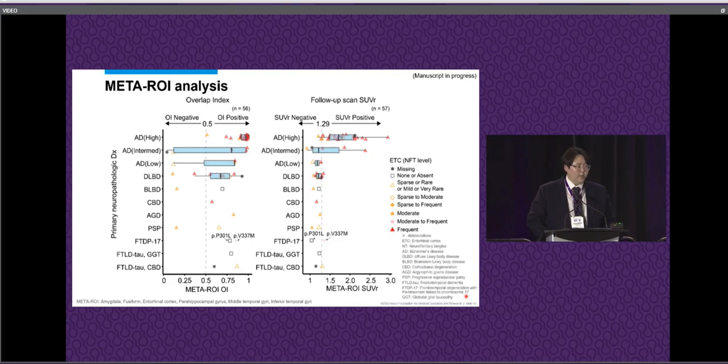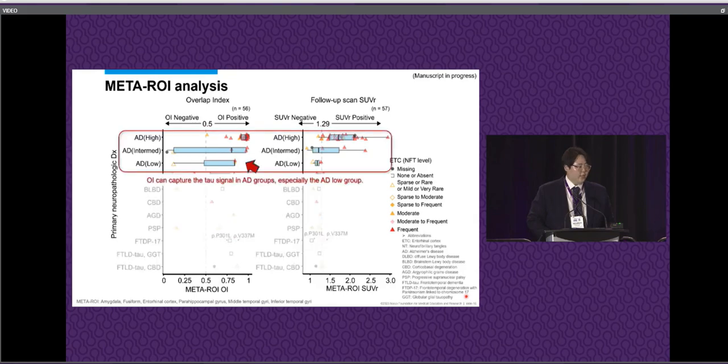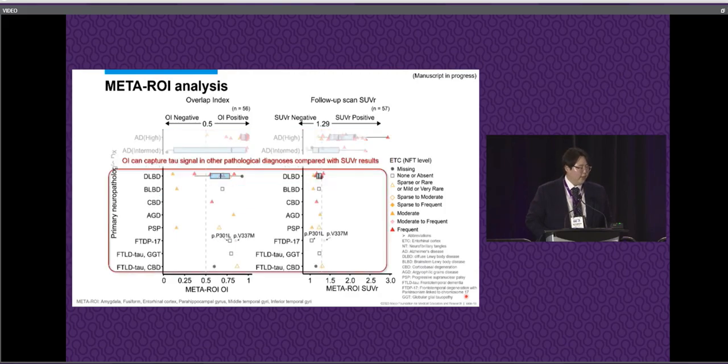First, we conducted a meta-ROI analysis by primary neuropathologic diagnosis group. The AD pathologic diagnosis group was divided into 3: AD high, AD intermediate, and AD low, based on the autopsy report. Comparing OI and SUVR, OI can capture the tau signal in the AD group, especially the AD low group. Interestingly, OI can capture tau signal in other pathological diagnosis groups compared with the SUVR result.